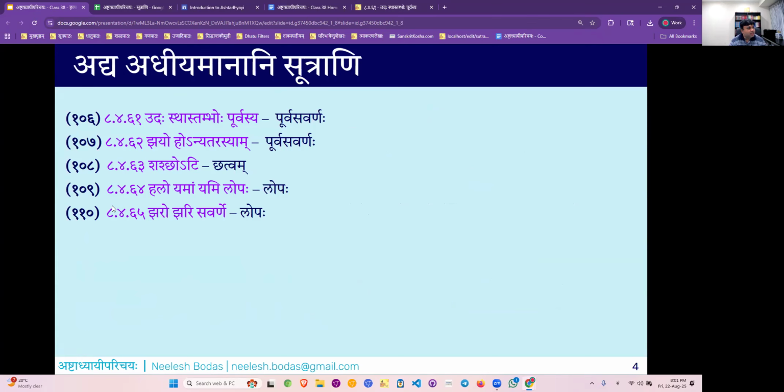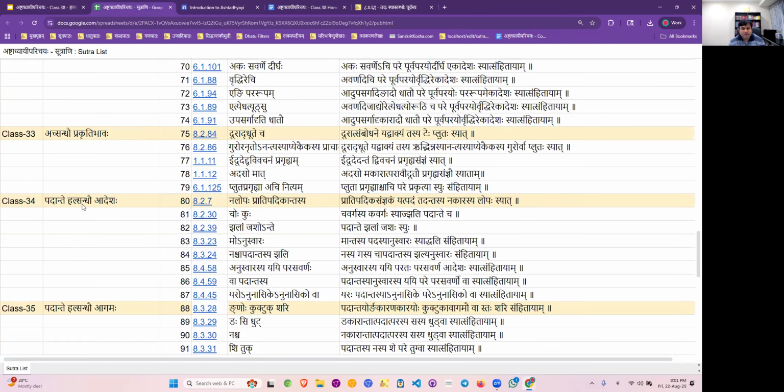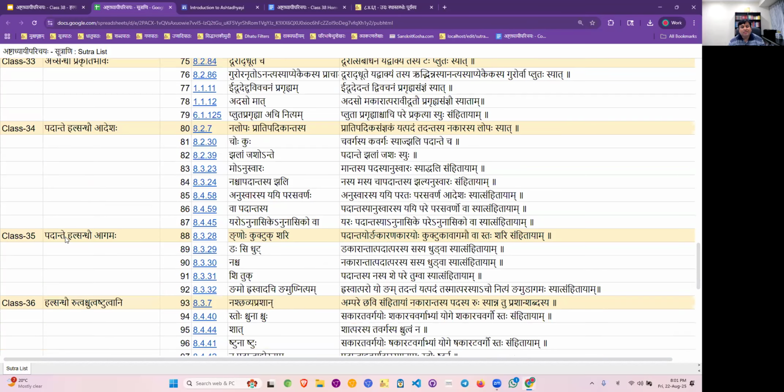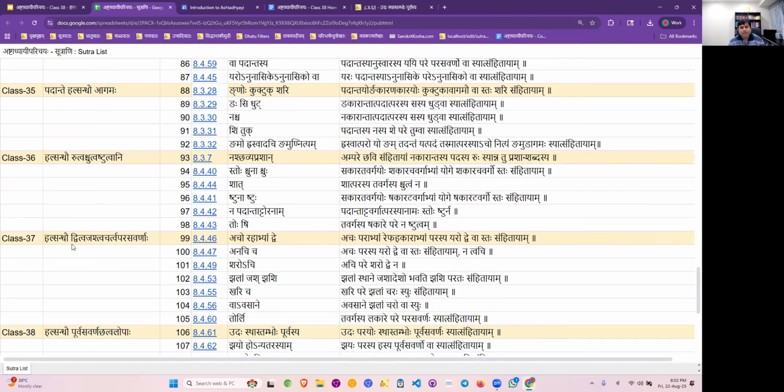Hal Sandhi's study is ongoing. So starting from class number 34, we started studying Hal Sandhi. In class 34, we studied Padante Hal Sandhau Adeshaha. Then in class 35, we talked about Agamaha. Then in class 36, we talked about Rutvam, Shtutvam, Shtutvam. In yesterday's class, we discussed sutras from 8.4, namely Dvitvam, Jashtvam, Charatvam, and Parasavarnaha.